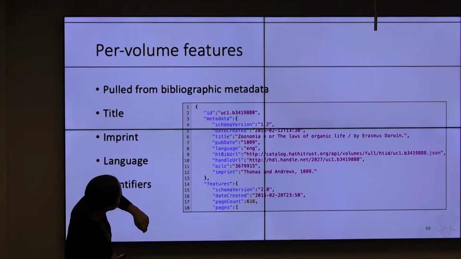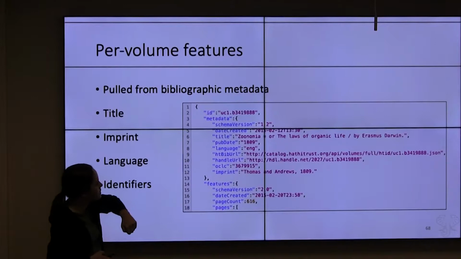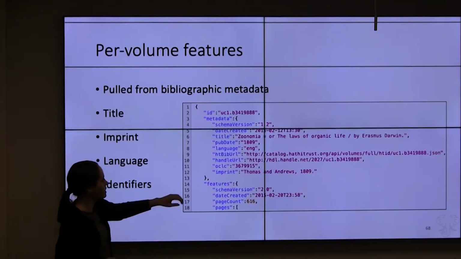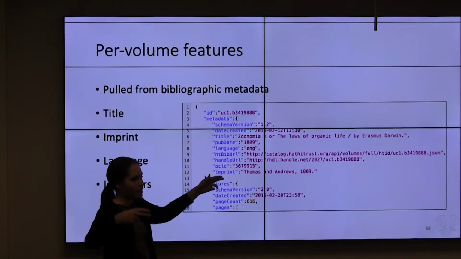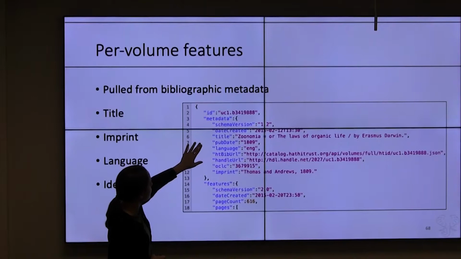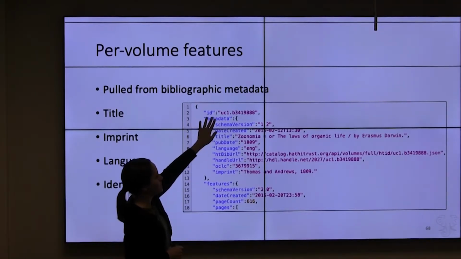Where is the language? Maybe that's not in my screenshot. There's a volume level language tag that comes from what language the library cataloger said the work was in. And then you'll see this suite of identifiers. We're trying to make it possible for you to slice and dice the collection different ways: the OCLC number, which I mentioned before, and also the HathiTrust ID number.